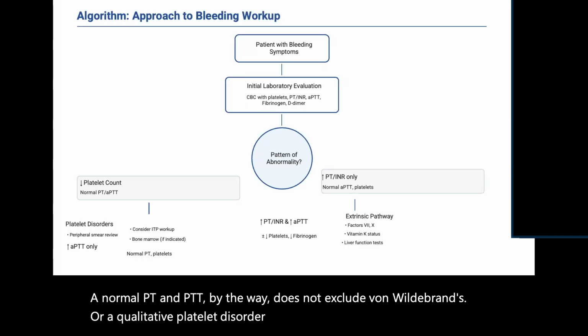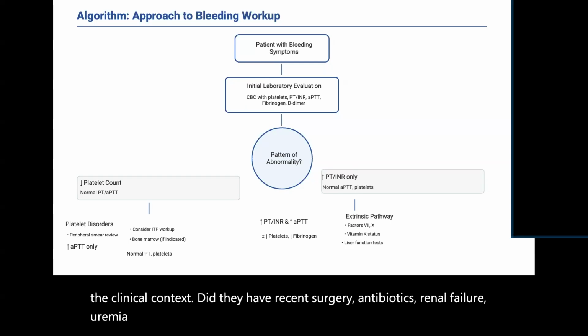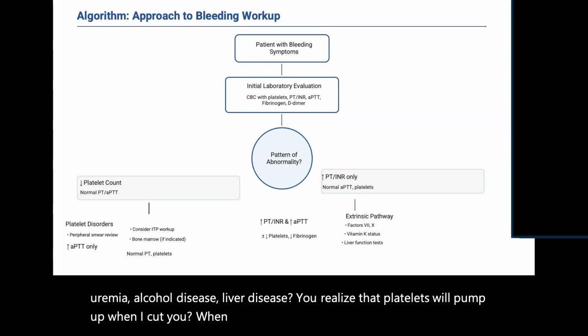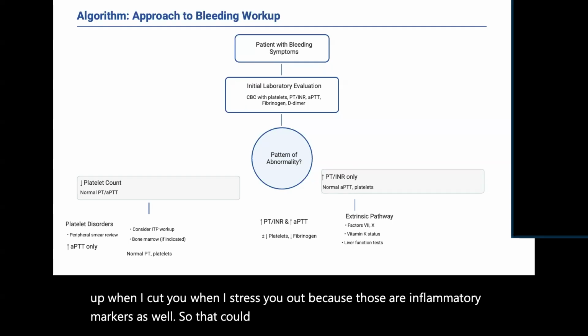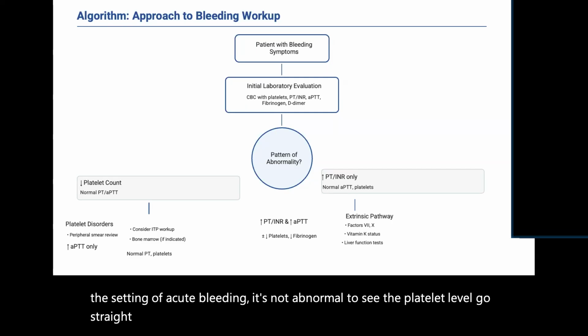You always have to interpret the labs in the clinical context. Did they have recent surgery, antibiotics, renal failure, uremia, alcohol disease, liver disease? You realize that platelets will pump up when I cut you, when I stress you out, because those are inflammatory markers as well. So that could be a compensatory mechanism. In fact, in the setting of acute bleeding, it's not abnormal to see the platelet level go straight up initially.